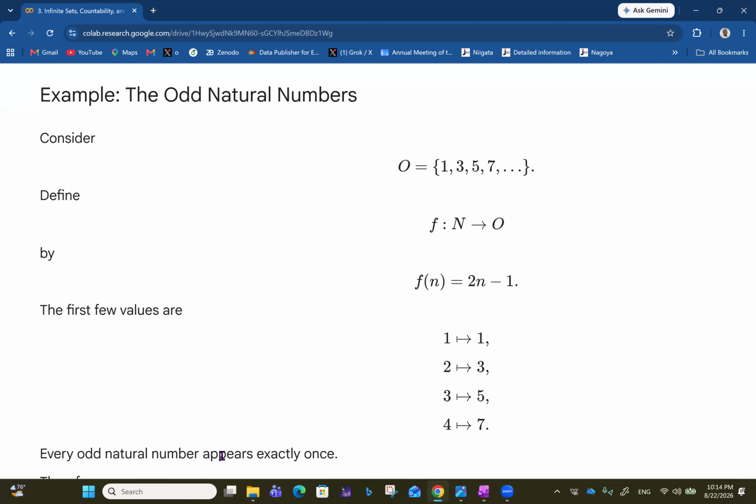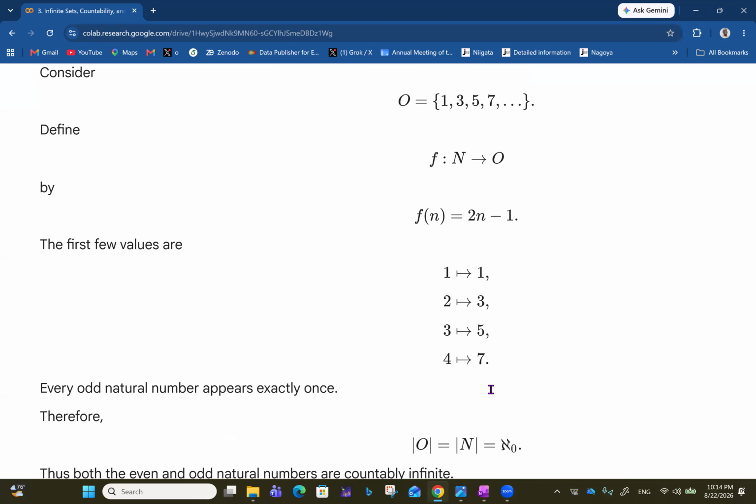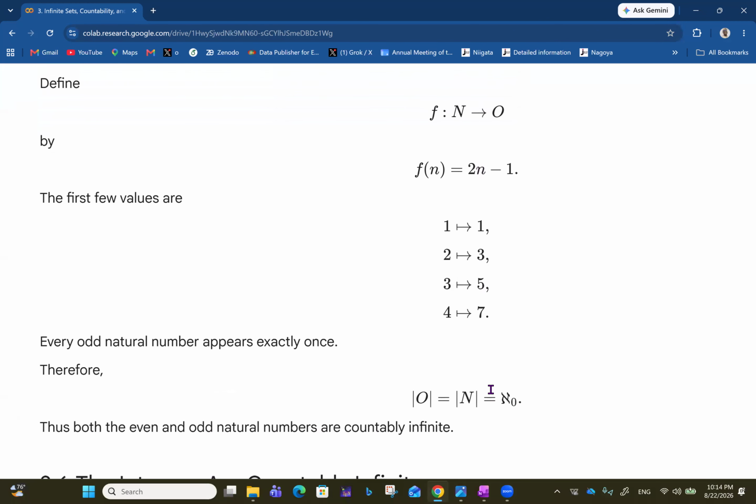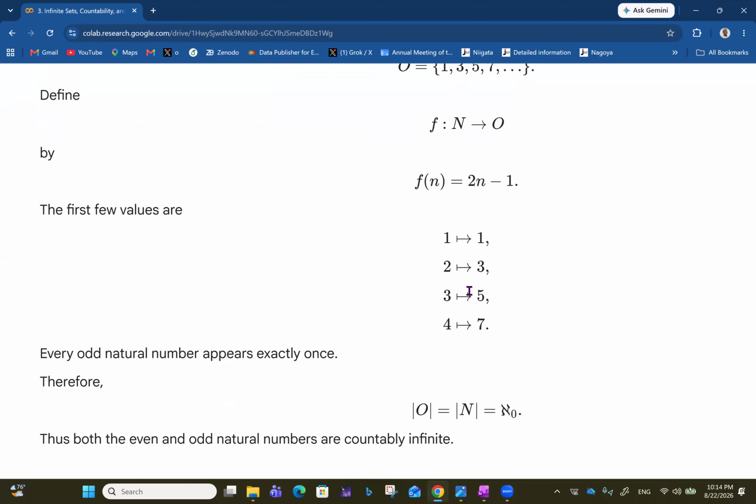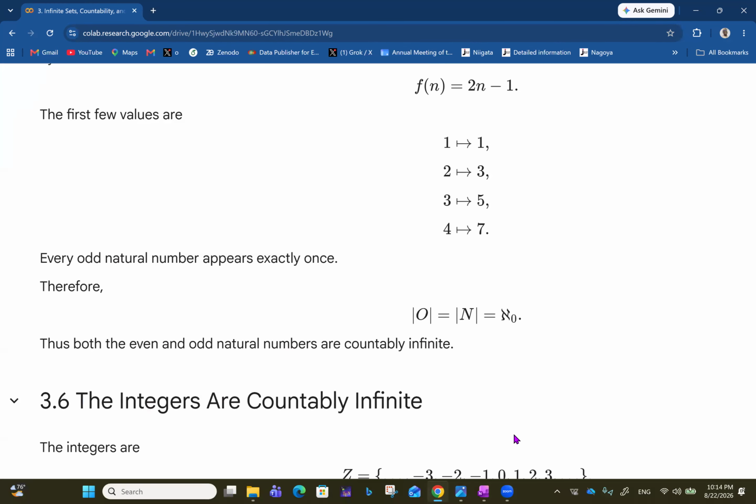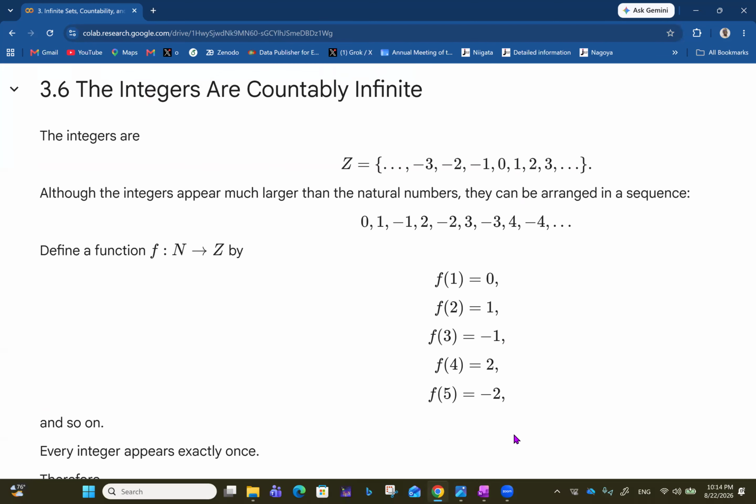So every odd natural number appears exactly once. So that's a bijection, if you like. As a result of that bijection, it is a countably infinite set. Therefore, we say that the cardinality of the set of odd natural numbers is equal to the cardinality of the set of natural numbers, which is aleph zero. Thus, both the even and odd natural numbers are countably infinite because of the bijection we have.